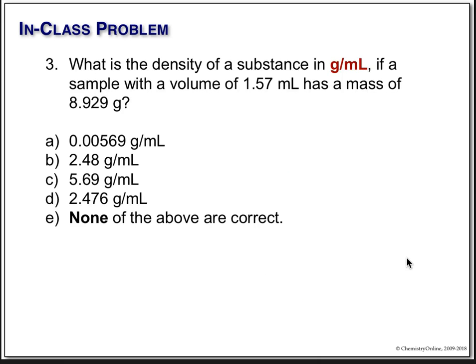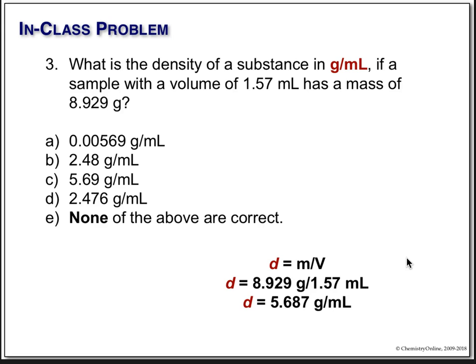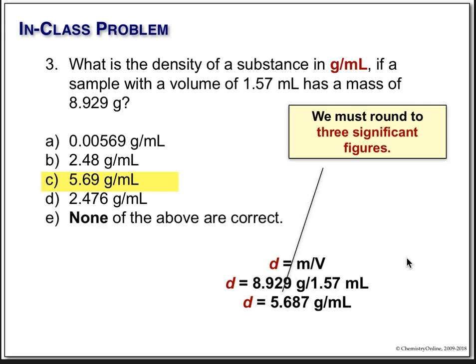Let's do one more. What's the density if a sample has this volume and this mass? This is a very simple one. All we're doing is calculating density, mass divided by volume. Here's our mass, here's our volume. Do our division. And there we are. Once again, we rounded to 3 significant figures.